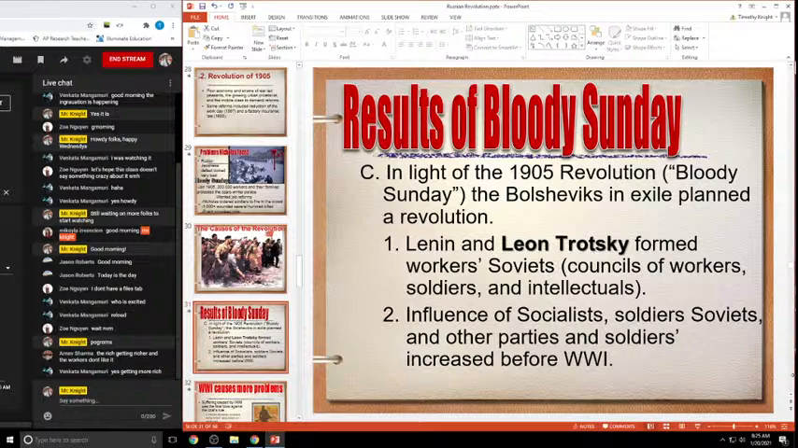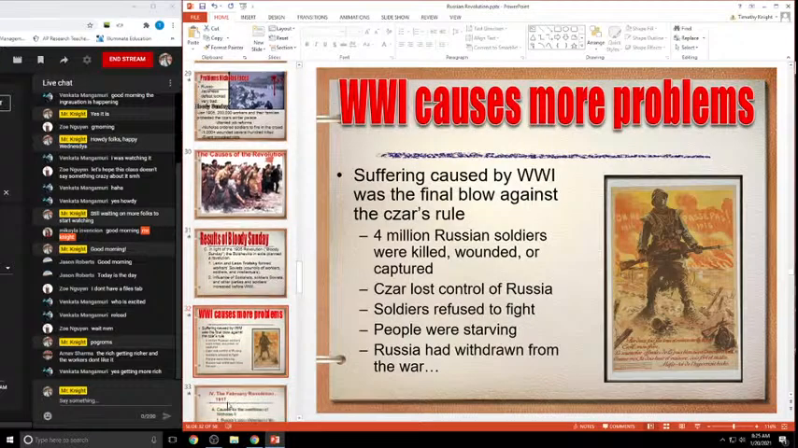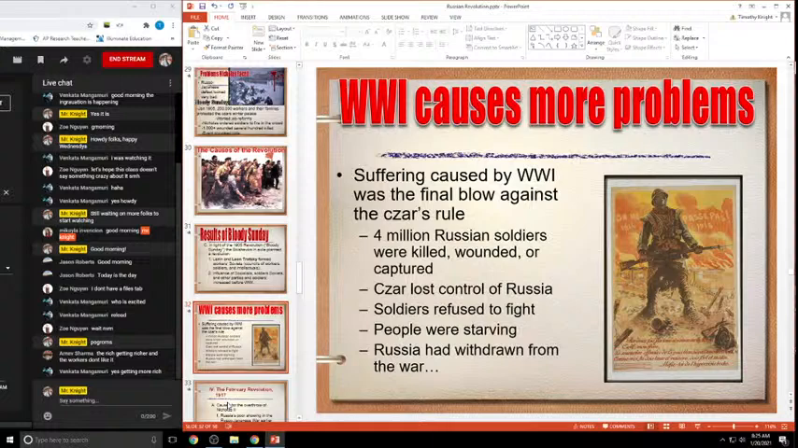The influence of socialists, soldier Soviets, and other parties and soldiers started increasing before World War I. But when World War I breaks out in 1914, this causes more problems for Russia. The number of losses that Russia sustained in World War I was unlike anything any nation had ever seen in history. They were losing not just thousands, not just hundreds of thousands, millions and millions of people in the war. 4 million Russian soldiers were killed, wounded, captured, died from disease, etc. during the first part of World War I.